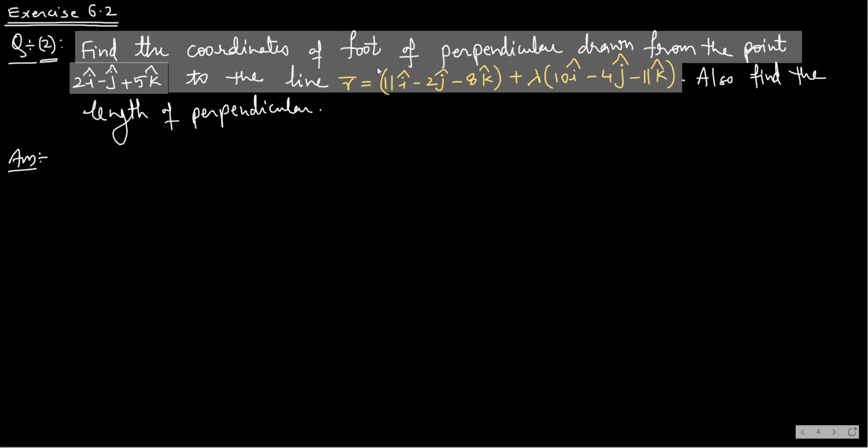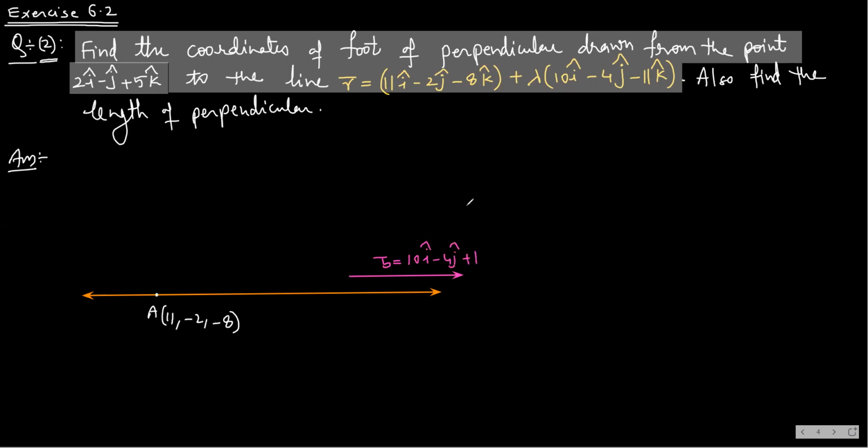Very simple. See, I have the line. What is the line? Line is r bar equals 11i cap minus 2j cap plus 8k cap. So this is nothing but point A, a point on the line. I can write A as (11, minus 2, minus 8). This gives us the coordinates of the point on the line. And what does this give you? This gives you the DRs. So from the DRs, I can write a vector parallel to the line. Definitely yes. See, b bar is 10i cap minus 4j cap minus 11k cap.